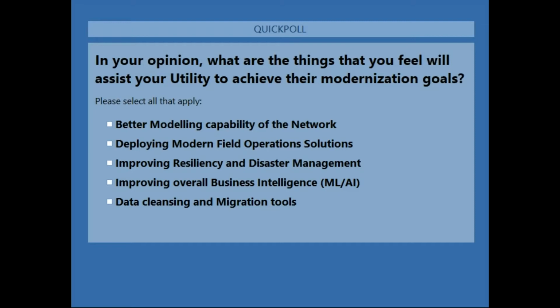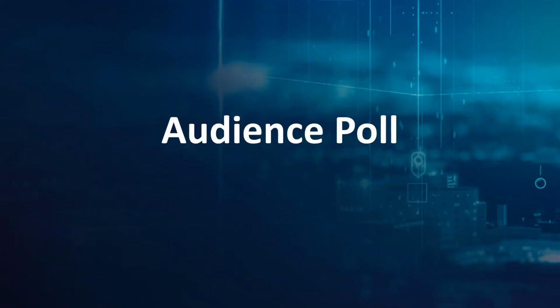So is it better modeling capability of the network? Is it deploying modern field operations and solutions? Is it improving resiliency and disaster management? Is it improving your overall business intelligence, and that includes things like machine learning or artificial intelligence? Or is it data cleansing and migration tools? So as I said, just select the top 3 things that in your opinion are going to help you drive to your grid modernization goals. We're going to give you another couple of seconds, maybe 10 more seconds to run through. There's no wrong answers, so don't worry.